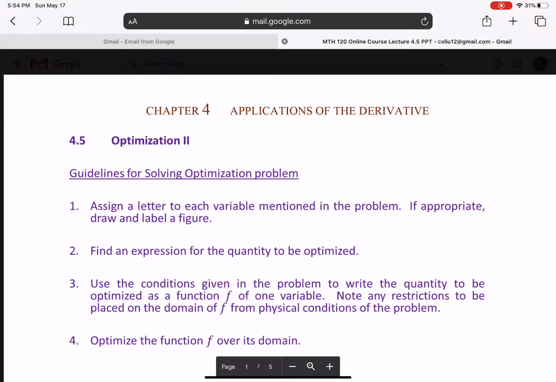Typically, guidelines for solving optimization problems include the following four steps. Step 1. Assign a label to each variable mentioned in the problem. If appropriate, draw and label a figure. Step 2. Find the expression for the quantity to be optimized. Step 3, use the conditions given in the problem to write the quantity to be optimized as a function f of one variable. Note any restrictions to be placed on the domain of f from physical conditions of the problem. Step 4, optimize the function f over its domain.